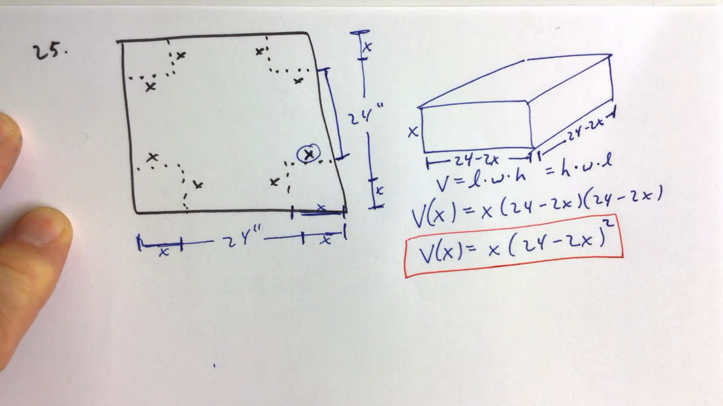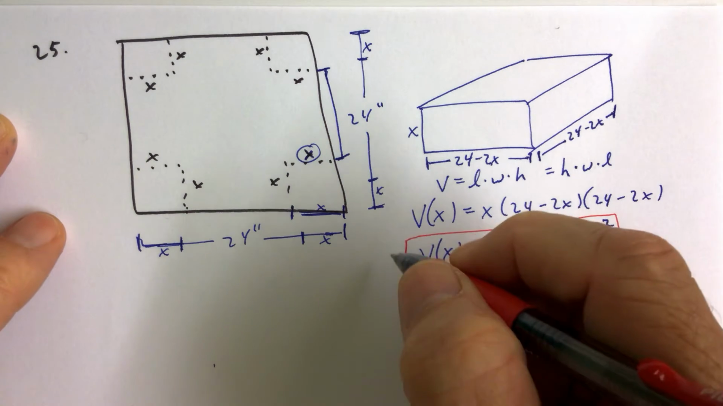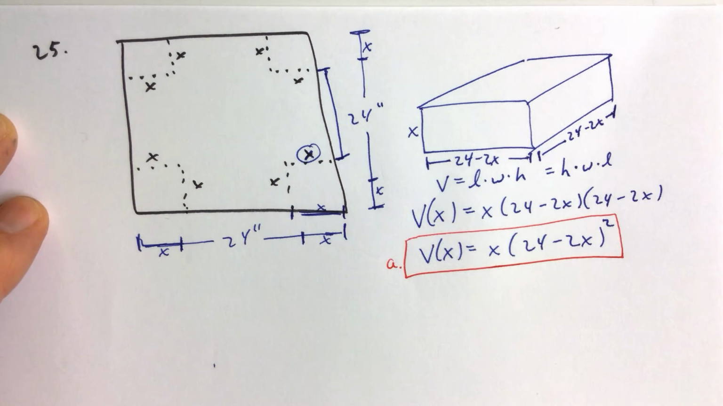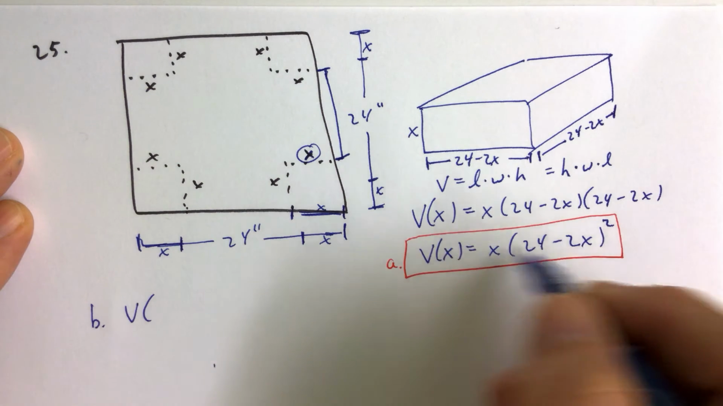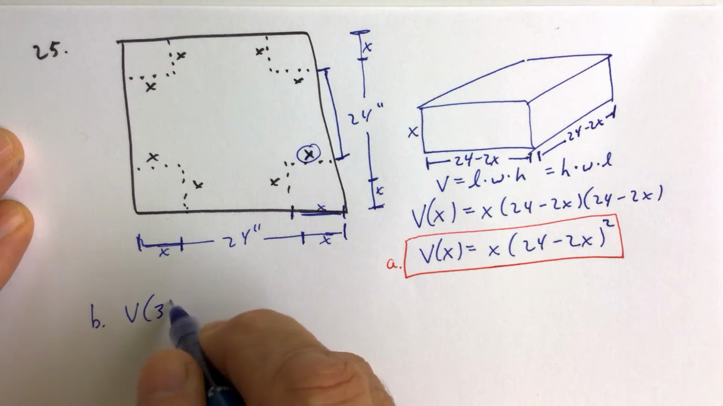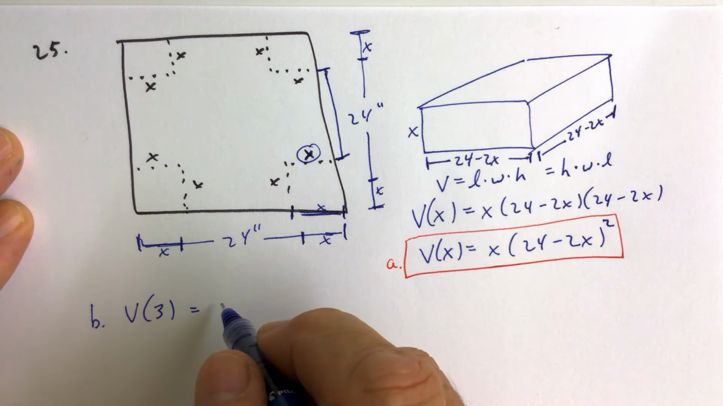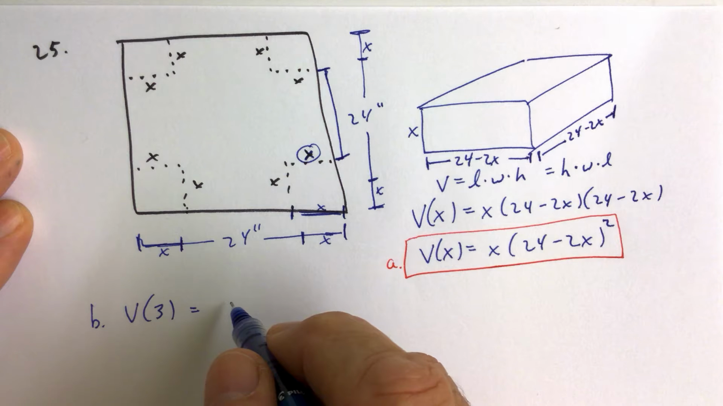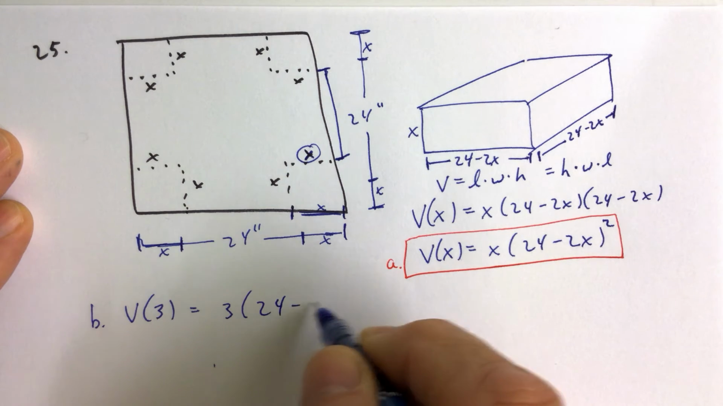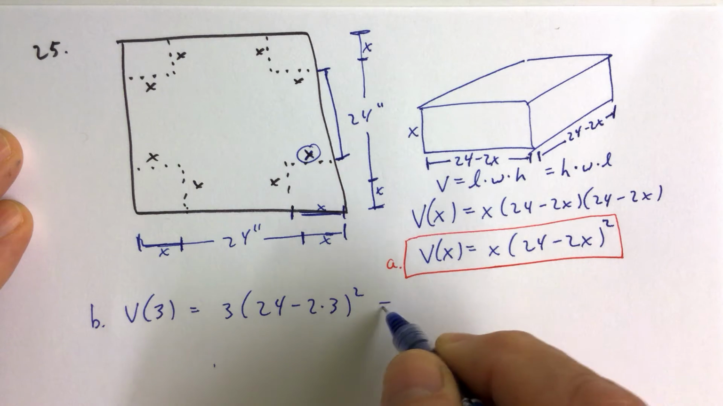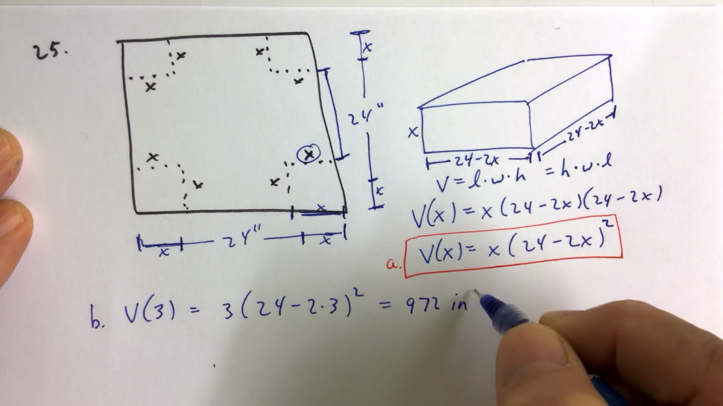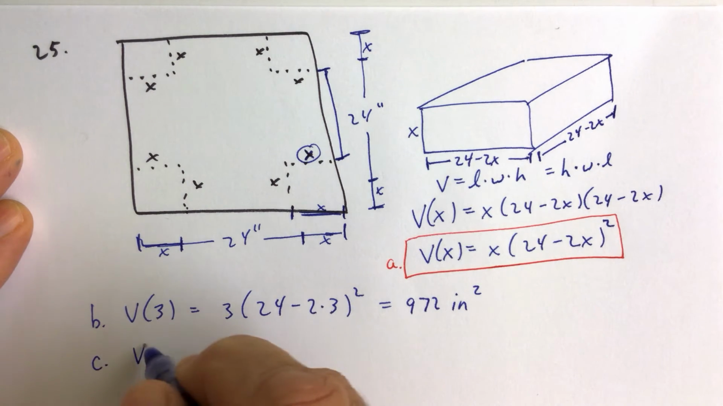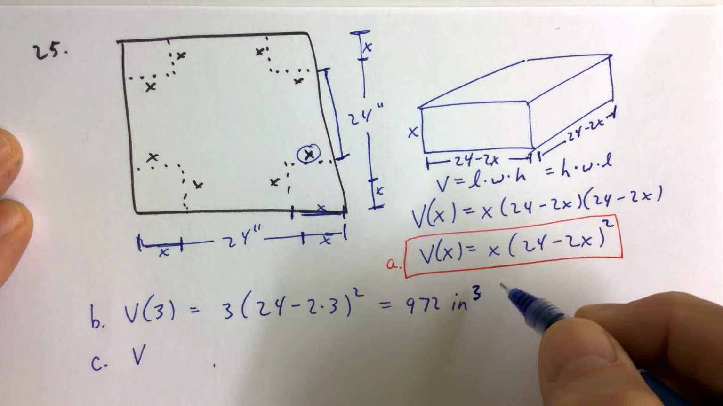What is the volume? So for part B, so that's part A. For part B, what's the volume if a 3-inch square is cut out? I'll let you do the math on that, but now that we have our volume expressed as a function of x, we can easily find the volume if we just plug in a 3 for the x. 24 minus 2 times 3 squared, and you're eventually going to get, what is that, 972? And since we do have context, we're going to say that's square inches, okay? Oh, cubic, sorry, cubic inches, because it's volume.